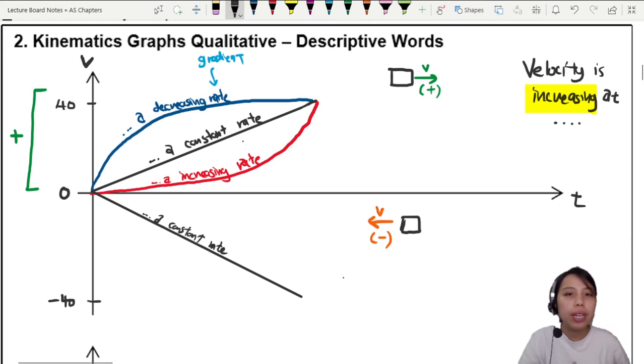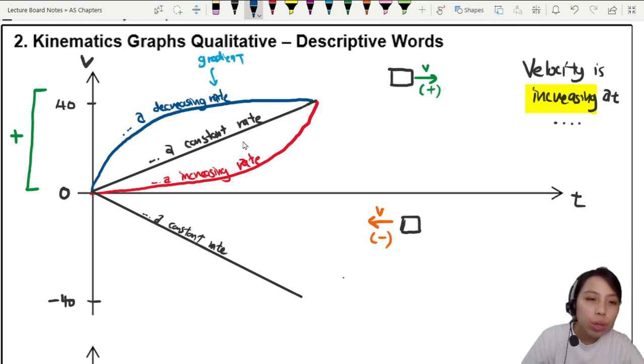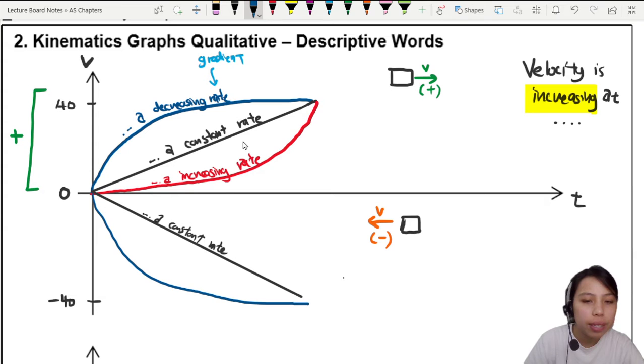Okay, now we draw the blue color one. Increasing at a decreasing rate. So at first, wow, it increases very fast. Then after that, it slows down a bit. Then slowly, okay lah, reach 40 already, flatten out. So it's increasing at a decreasing rate. So that's going to be this one.